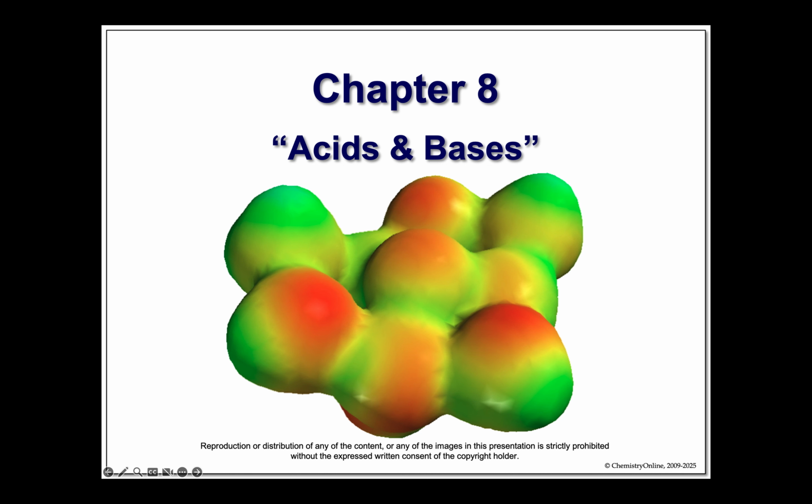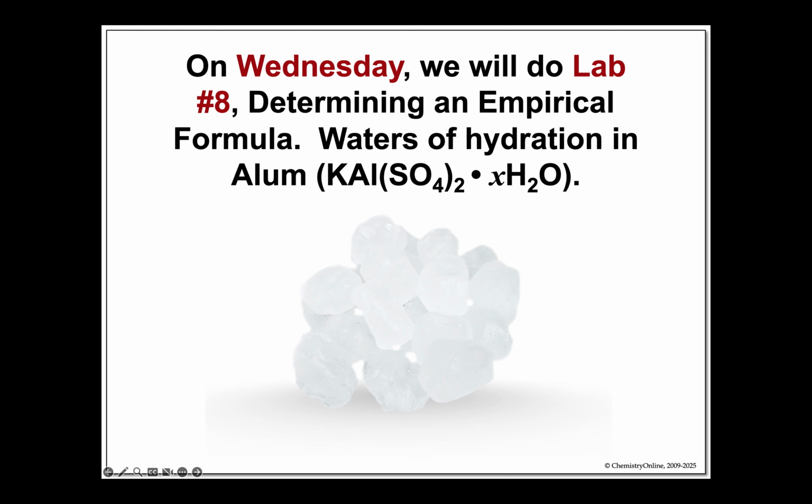All right, well, today we are going to do Chapter 8, Acids and Bases. Before we do that, on Wednesday we are doing lab number 8, which is empirical formula for potassium alum, it's called potassium aluminum sulfate hydrate. What we're going to do is determine exactly how many waters there are per molecule. We know all about water now.